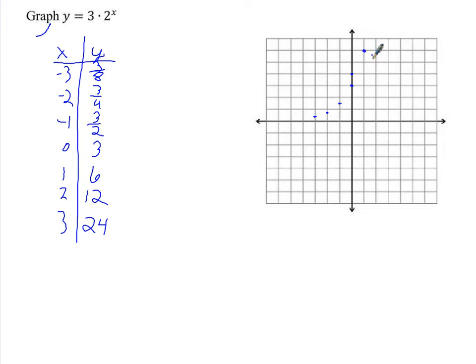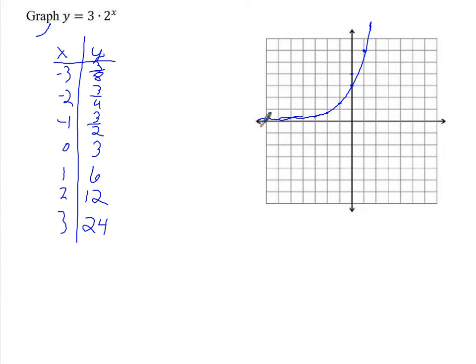So we know this is supposed to look like a hockey stick. This is going to go like this here. What's it going to do to the left? Yeah, it's going to flatten out. Is it going to cross the x-axis? No, there's no way. Even if I plug negative numbers in up here, there's no way for me to get a negative result. I'll never be on this side of the x-axis. So it will get closer and closer and closer to the x-axis.